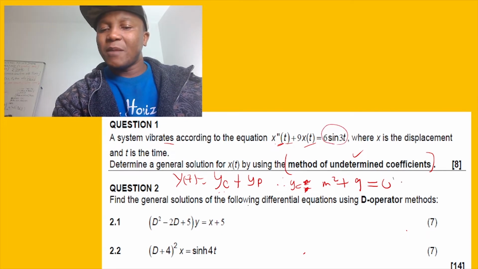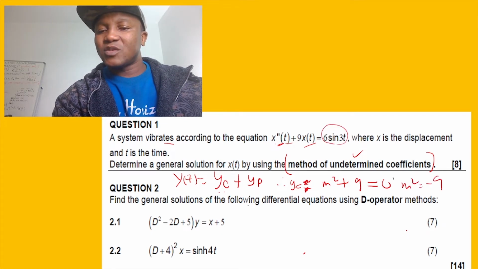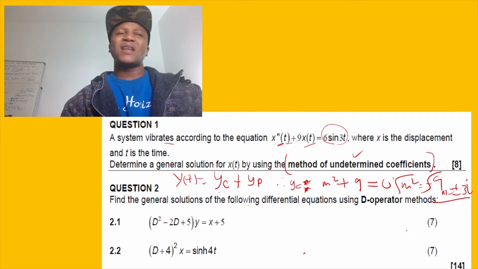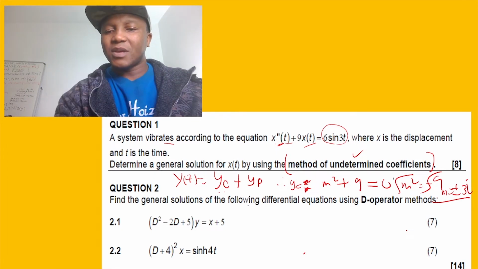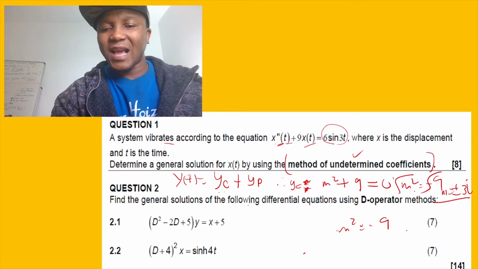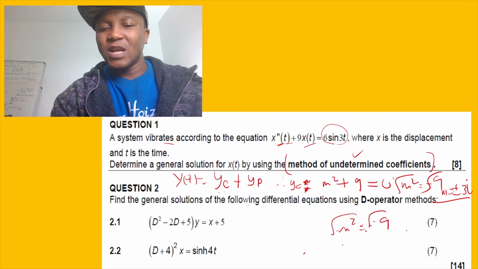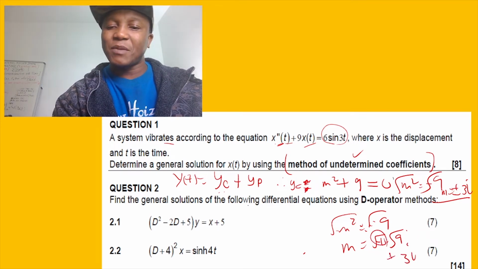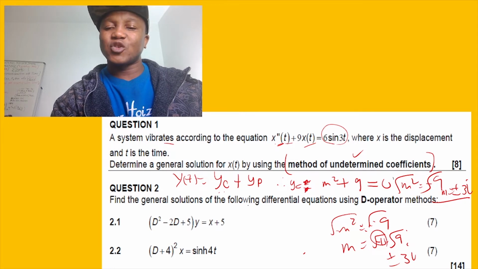If you solve for the value of m here, m squared equals -9. Take the square root on both sides, so m equals plus or minus 3i, a complex number. The square root of -1 gives i, and the square root of 9 gives 3. Some people use i, some people use j, but it is plus or minus because it's a square root.